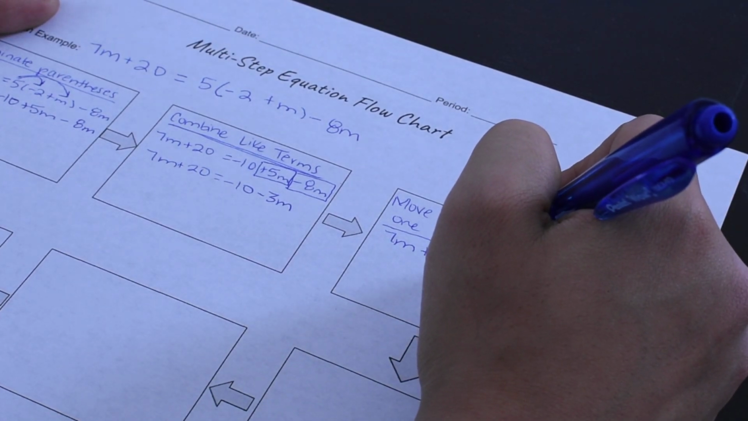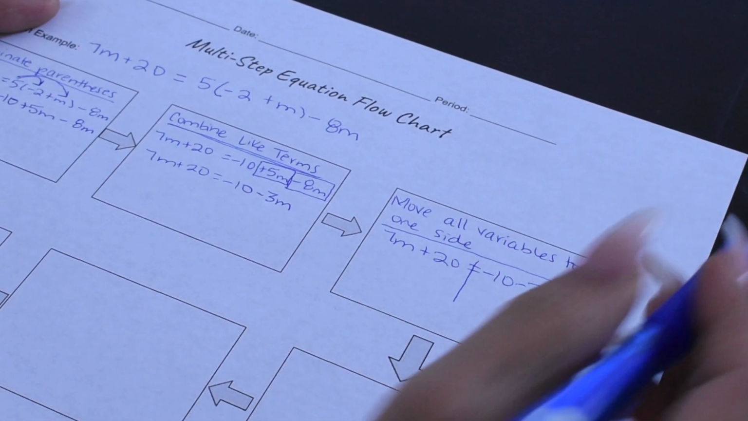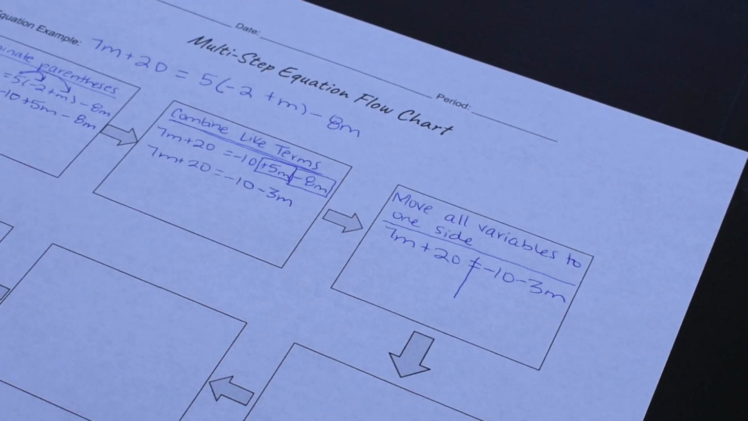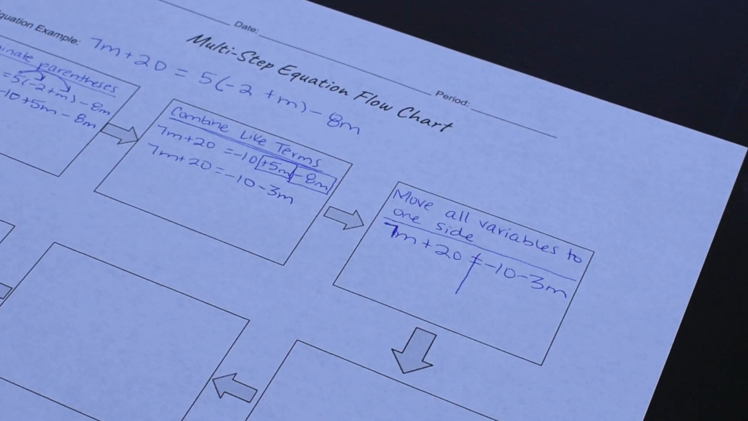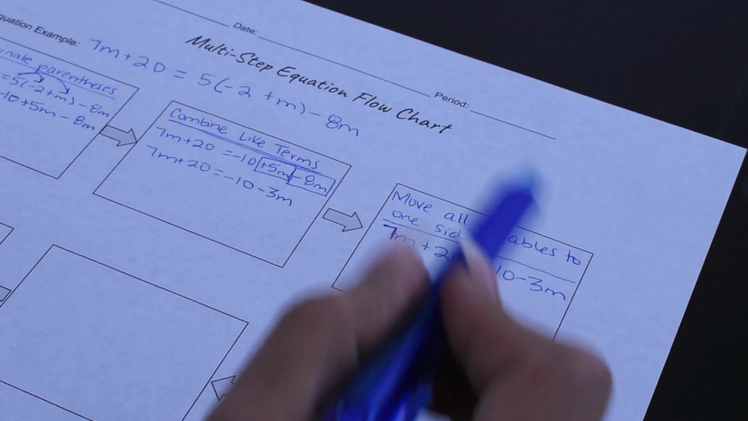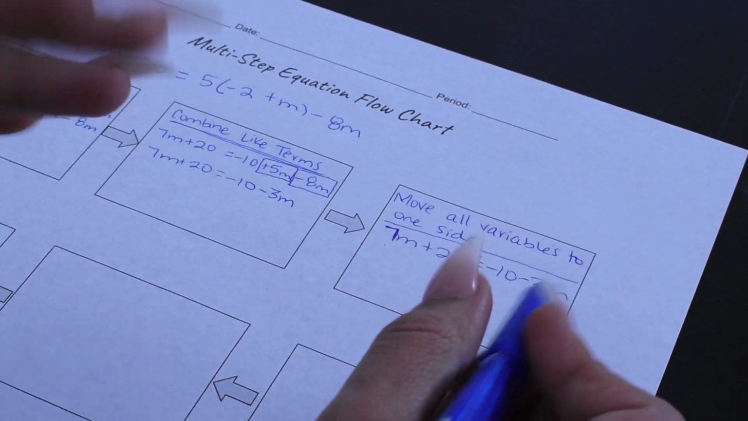Make my little river. I got to decide. Okay, I have to move all my variables to one side. I can choose the right side or the left side. Usually, I like to move the variable that's negative, because it's just helpful to me. I move the smaller variable. Whichever variable is the smallest, I move it. So negative 3 is smaller than 7, so I move it.